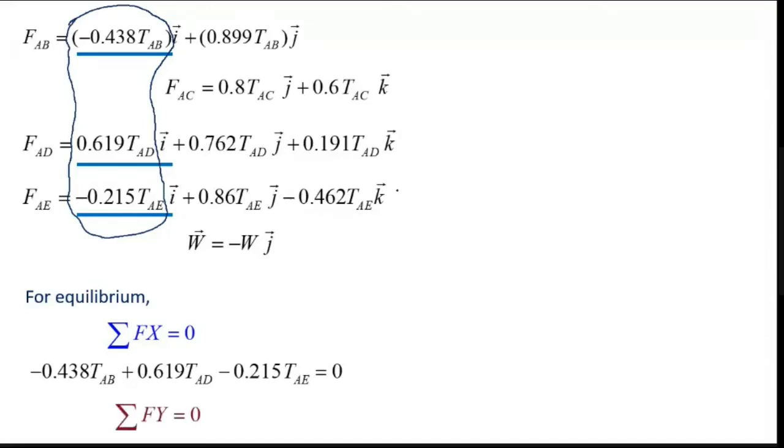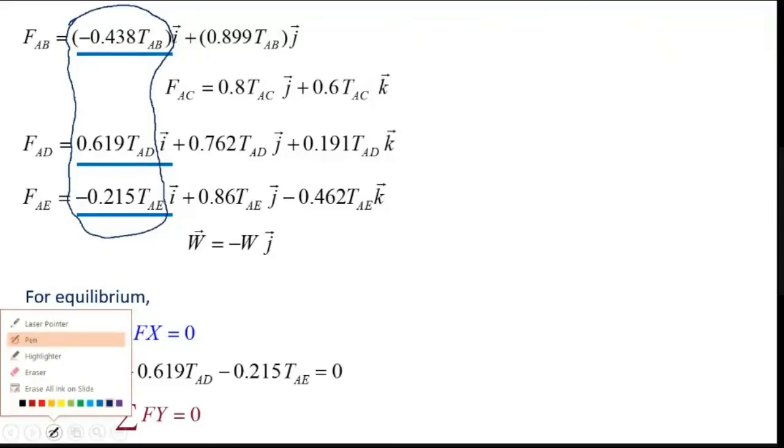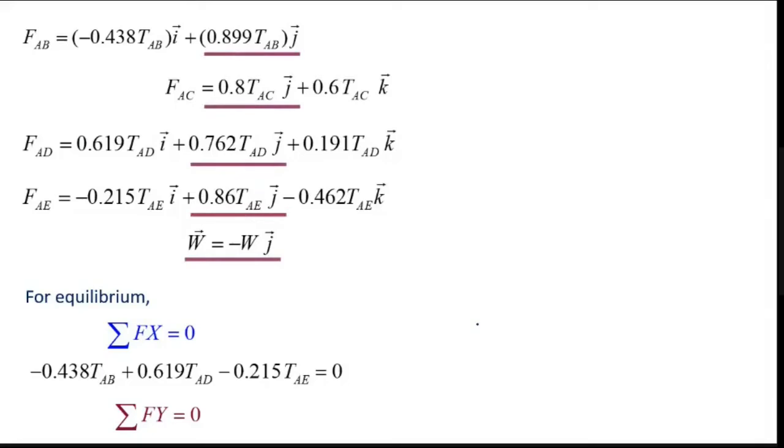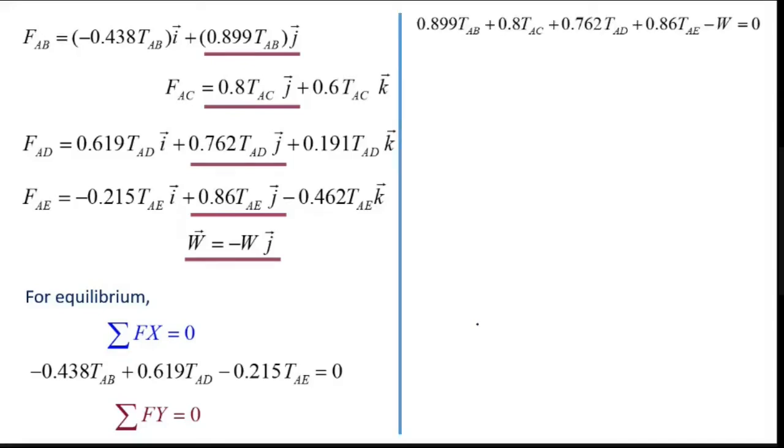Next, sigma Fy is equal to 0. When I put sigma Fy equal to 0, what I have to do is add all my j vectors and equate to 0. So these are my j vectors: 0.899 TAB, 0.86 TAC, and all the other terms. Add all this and equate it to 0. You will get this as an equation.